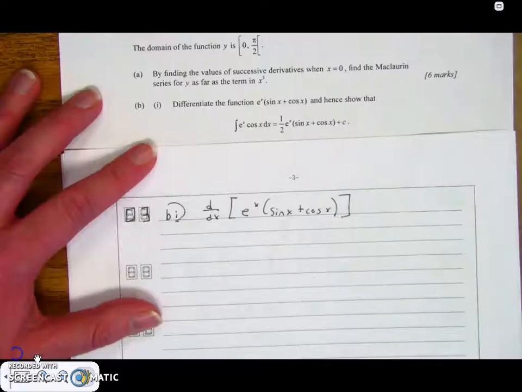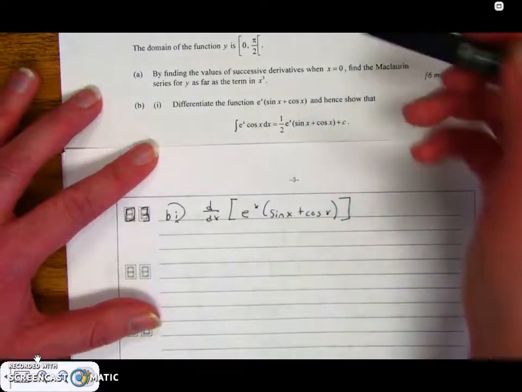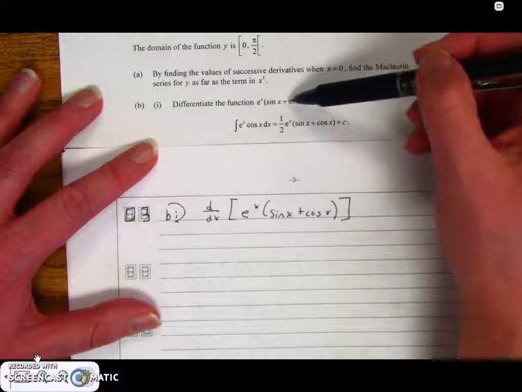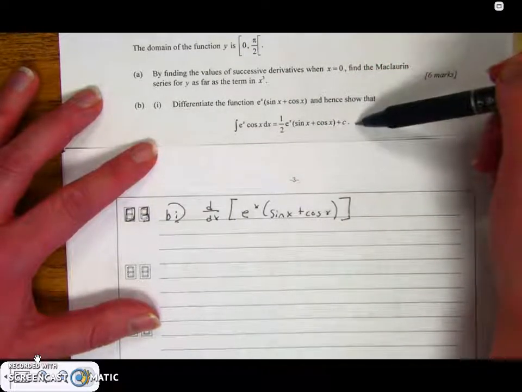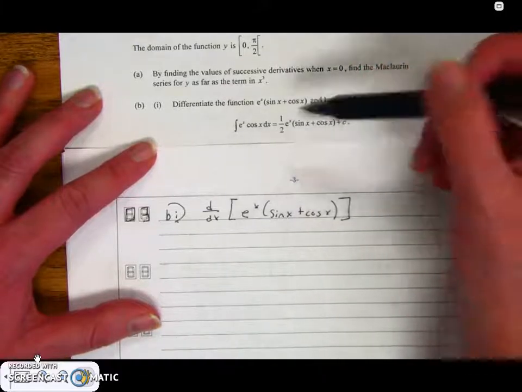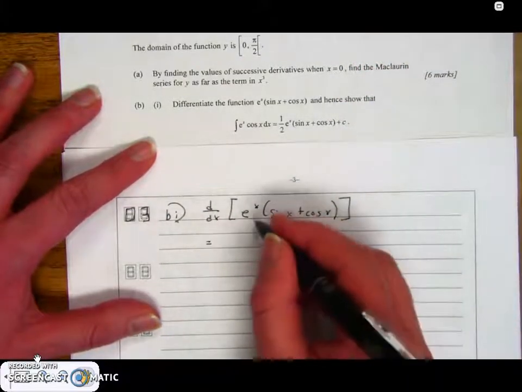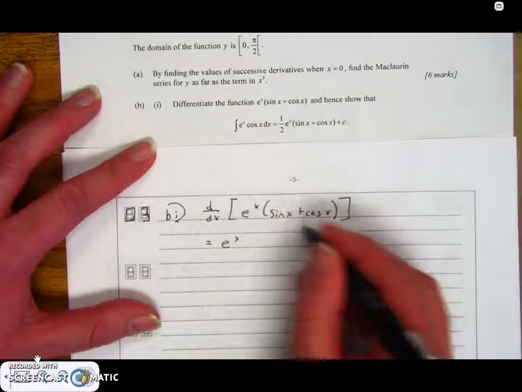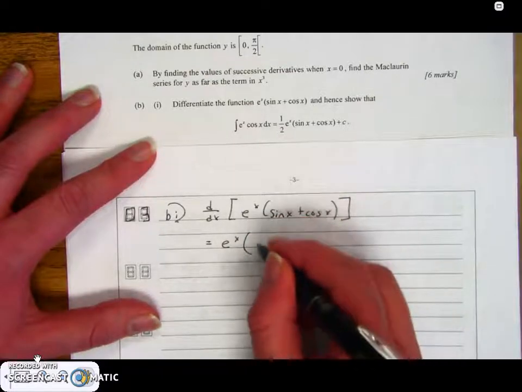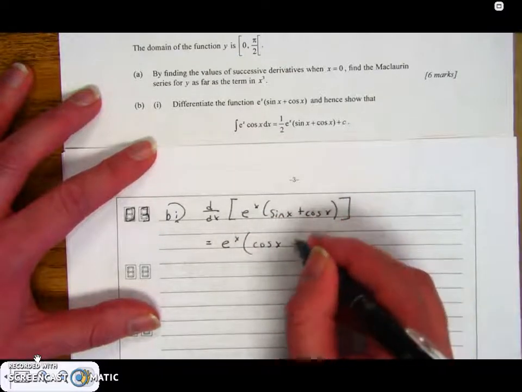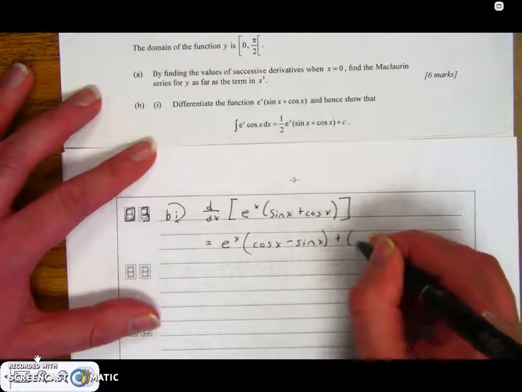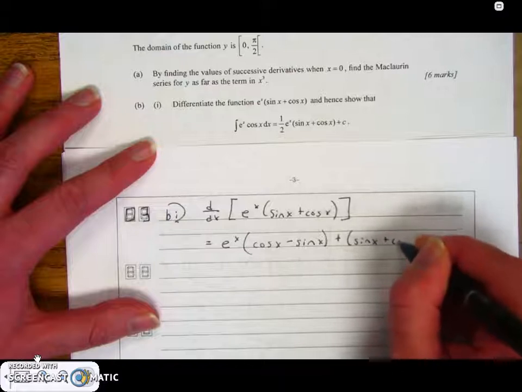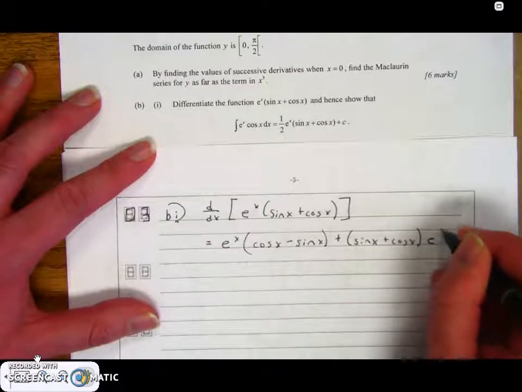It would continue. Okay, the next part, BI, says differentiate the function e to the x times sine x plus cosine x, and hence show that this integral is true. So I'm just going to start with taking the derivative of this. This is just a product rule, so it's first times the derivative of the second. So the derivative of sine is cosine, the derivative of cosine is negative sine. That's first times the derivative of the second plus the second times the derivative of the first.